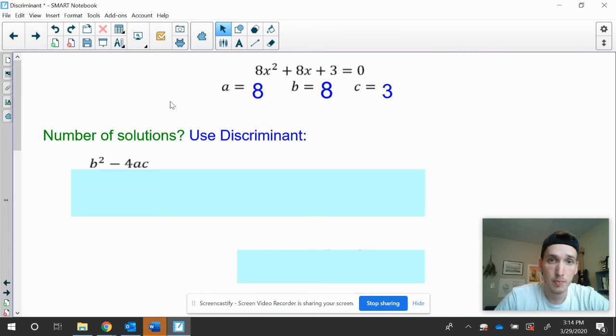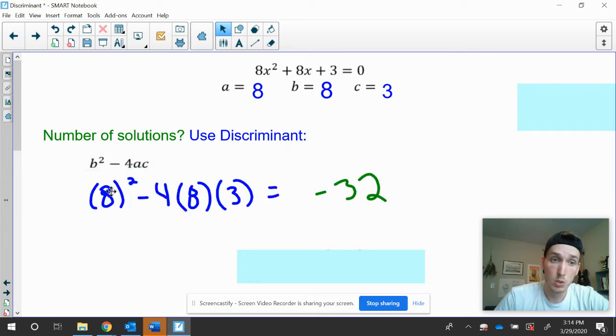One last example. We did one that equals 0. We did a discriminant that was positive. This one, you probably know what's coming, right? 8x squared plus 8x plus 3 equals 0. How many solutions is this going to have? Again, let's use our discriminant. B squared minus 4 times A times C. And yep, look what we got here, a negative discriminant.